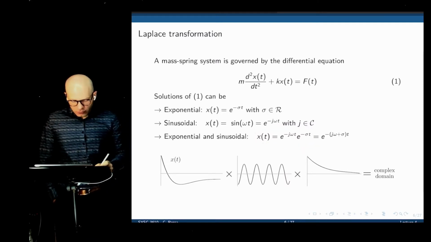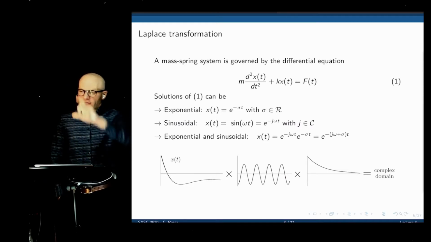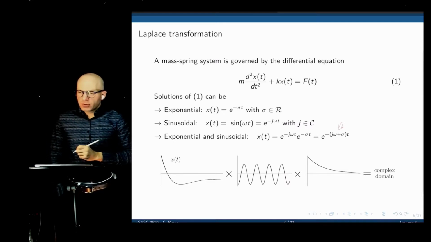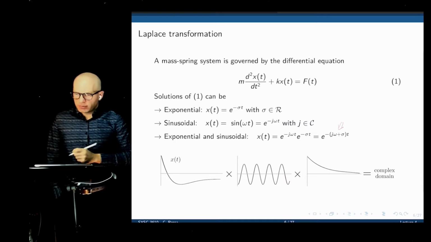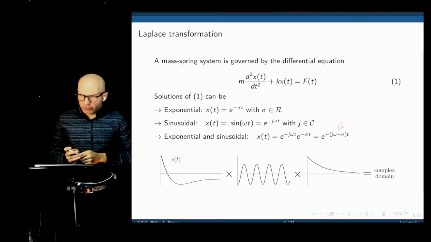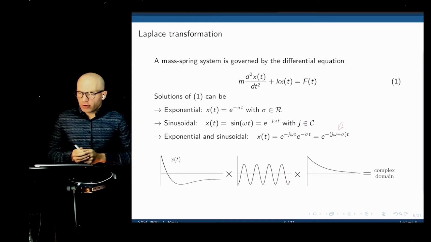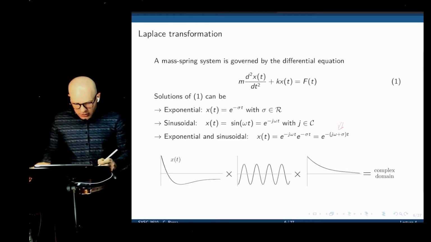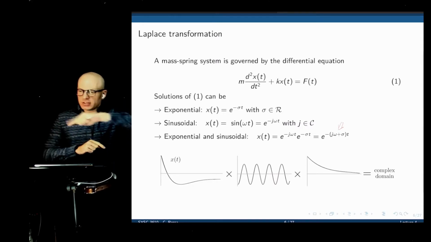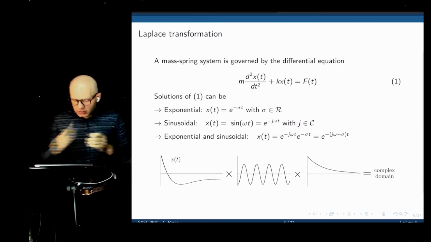And now we have different formats. We can have only sinusoidal, only exponential, or a sinusoidal that decays over time, depending on how we select j, how we select omega and sigma. If omega is zero, then you go back to a purely exponential waveform. If sigma is zero, you get a purely sinusoidal waveform. If sigma and omega are not zero, then you have an exponential sinusoidal that decays over time or increases over time as it goes up. So these are the possible solutions to this differential equation.